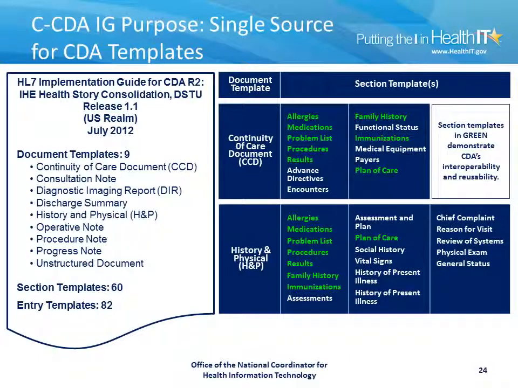The goal of the Consolidated CDA Implementation Guide was to provide a single source for CDA templates for common use cases. They included templates for 9 document types, which are comprised of 60 different section templates, and across those sections there are 82 distinct entry templates. A modular approach was used, and where possible, sections and entries were reused across parent templates. For example, on the right of your screen, you can see that between the Continuity of Care document, or CCD, and the History and Physical, some sections are highlighted, as those are sections which are reused and the definition of each is identical across the different documents.